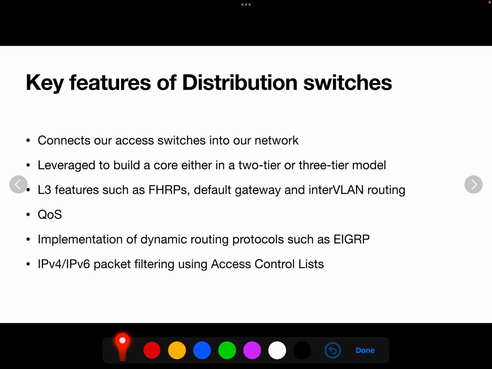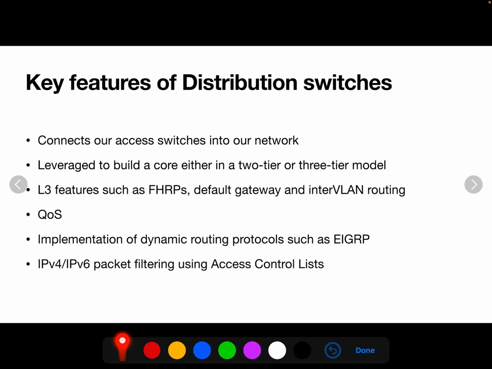Now, let's look at distribution switches. Distribution switches connect our access switches into our network. They do a very important job as well. A better way of saying it is that they provide an aggregation point for our access switches, providing connectivity to the rest of the devices in our local area network, and they are leveraged to build a core, and that can either be in a 2-tier or 3-tier model.